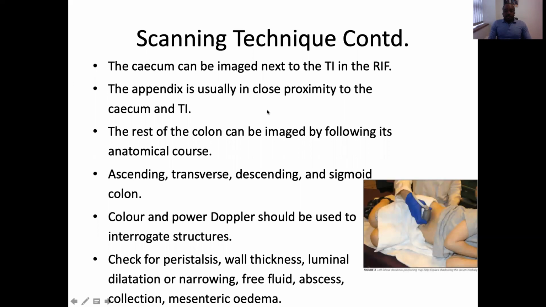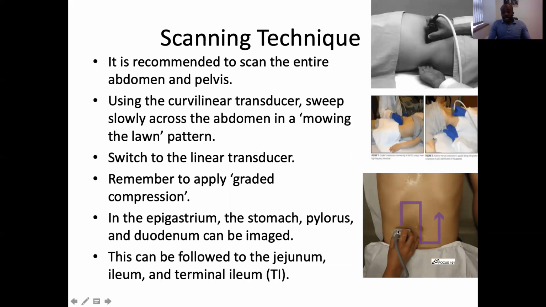So the appendix is usually in close proximity to the cecum and the terminal ileum. The rest of the colon can be imaged by following its anatomical course, which, to be honest, I'd normally do in reverse. I'd normally come from the sigmoid colon around here, and then just follow that up to the descending colon. So over here, you find the bladder. If your patient has a full bladder, you might be able to see a bit of the rectum. But in most cases when we scan the bowel using the transabdominal technique, we don't tend to see much of the rectum.